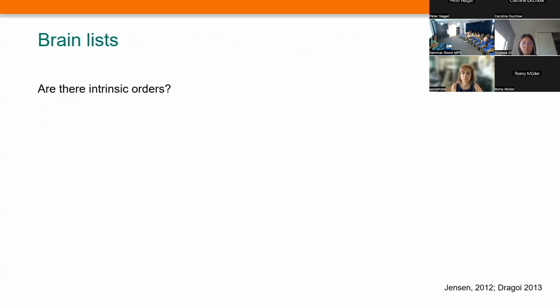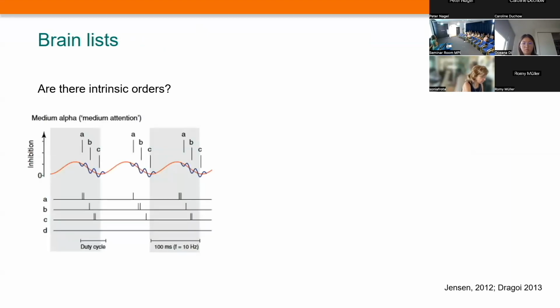Are there lists? There are actually hypotheses about it. For example, Jensen proposed in the alpha domain that oscillations indeed are excitability modulation. So it could be that this order comes automatically from items being more excitable and therefore being already more active on less excitable oscillatory phases.